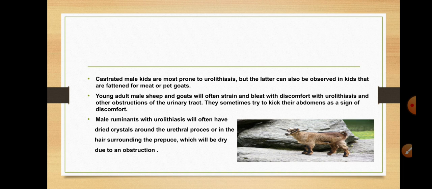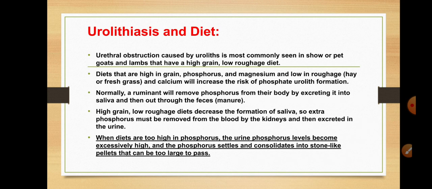Nice to know that male ruminants with urolithiasis will often have dried crystals around the urethral process or in the hair surrounding the prepuce, which is the skin covering the penis, which will be dry due to obstruction, of course.